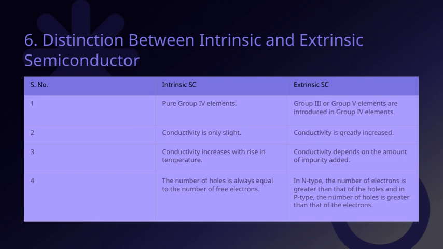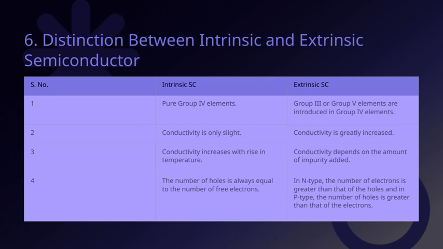Let's take a closer look at the distinction between intrinsic and extrinsic semiconductors. Starting with intrinsic semiconductors, these are essentially pure group IV elements, like silicon or germanium, with no impurities added. Because they are pure, their conductivity is quite limited and tends to increase slightly as the temperature rises. This is because higher temperatures generate more charge carriers within the material itself.